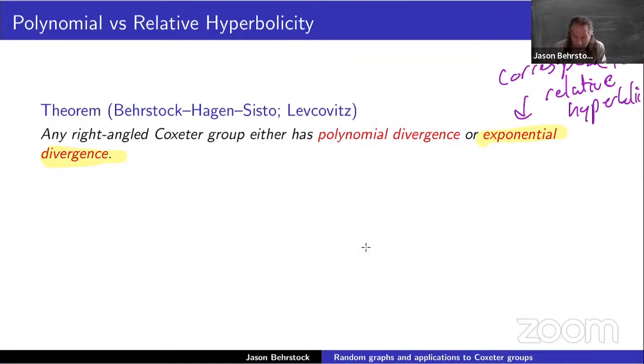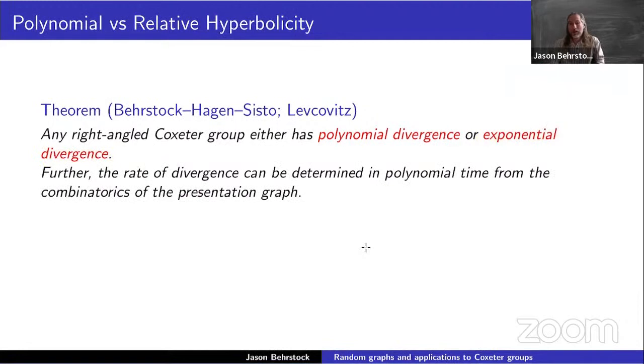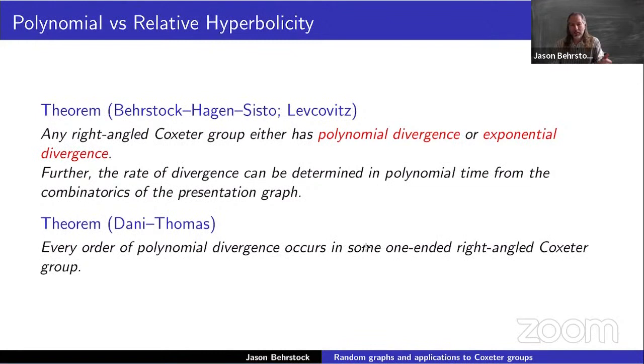So that's what we proved. And actually we proved a little bit more: the rate of divergence can be determined in polynomial time from the combinatorics of the presentation graph. More explicitly, there's an explicit combinatorial way to detect exactly what the degree of divergence is. A companion theorem is a theorem of Behrstock, Hagen, Sisto and Thomas, where they prove that every order of polynomial divergence occurs in some one-ended right-angled Coxeter group. So you can actually get every degree.